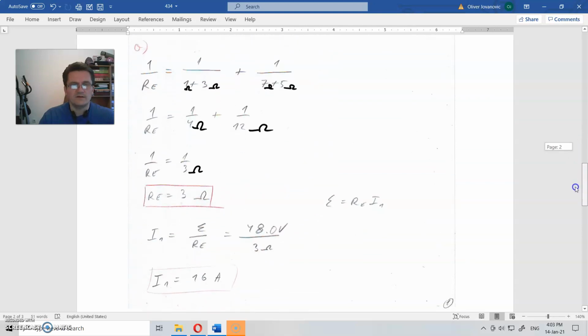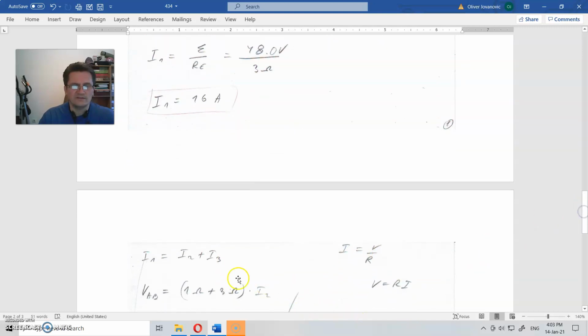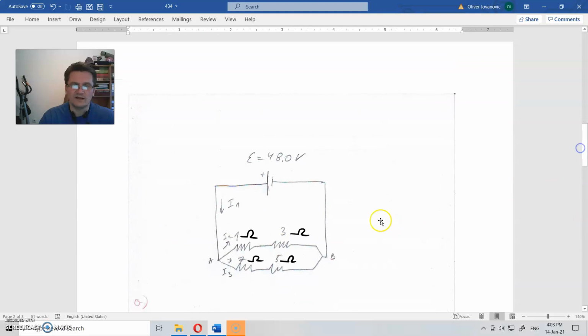Okay? So we have next thing. I1 is equal to I2 plus I3. Of course it is. And this is the Ohm's law for the part of the circuit. And what is this thing here? Voltage between points A and B is 1 ohm plus 3 ohms times I2. This is the Ohm's law for the part of the circuit, and actually for this upper part of the circuit. Voltage between these two points is I2 times this resistance. And this resistance is 4 ohms.